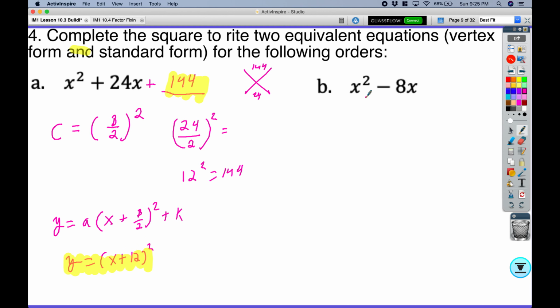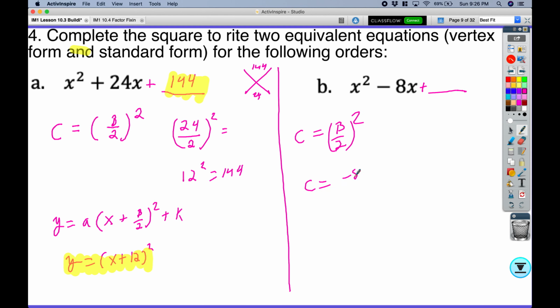So let's go ahead and try this one out now. We're going to look at the b value. Whenever you are completing the square, you're always going to be adding a value. If your b value is positive or negative, you're always going to be adding the c value. So to get the c value, remember, c is equal to b over 2 to the second power. So c equals negative 8 divided by 2 to the second power. So c equals negative 4 to the second power, which is 16.